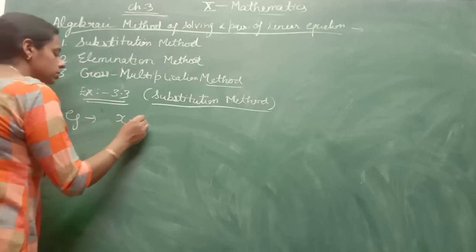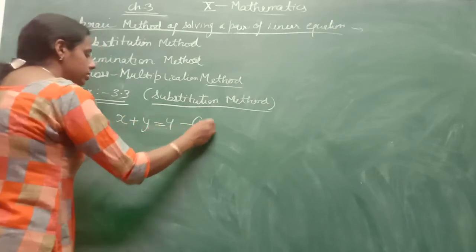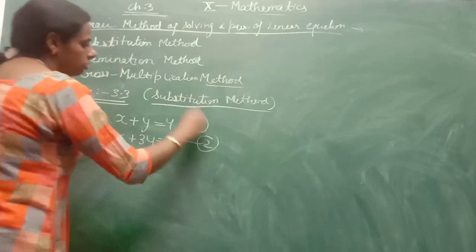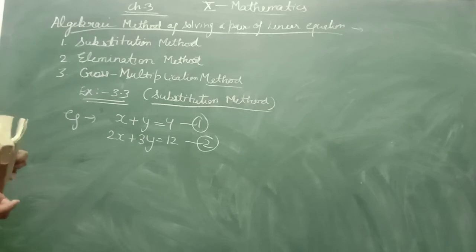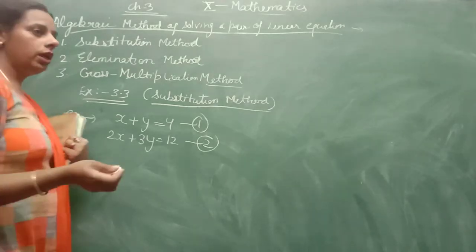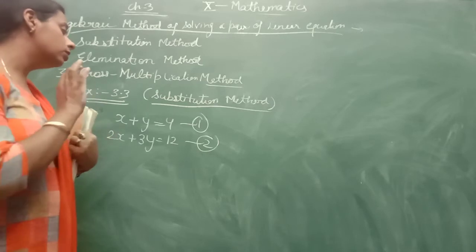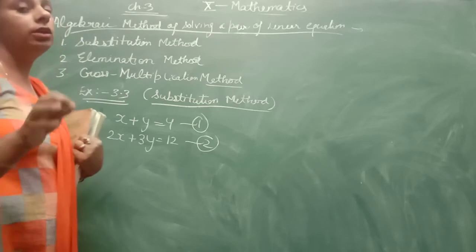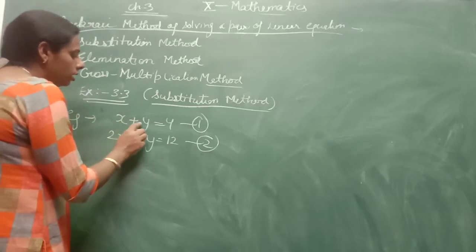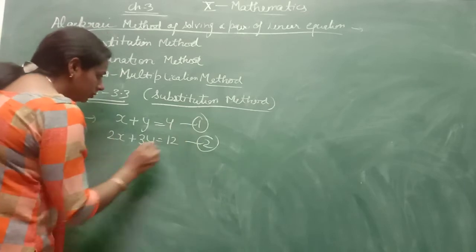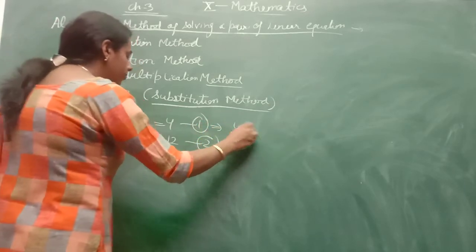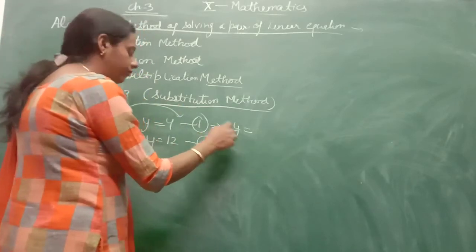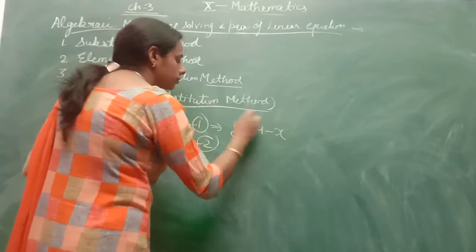Suppose there is x plus y equal to 4. This is your first equation, and the second is 2x plus 3y is equal to 12. This is your second equation. By the substitution method, how will you solve it? You have to take the value of any variable. It's your choice, either you take the value of x or the value of y. I am taking the value of y from the first equation. Taking everything else to the right hand side and leaving the variable y on the left hand side, you have y equal to 4 minus x.